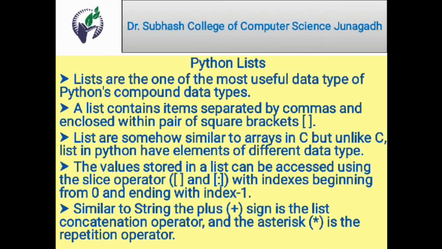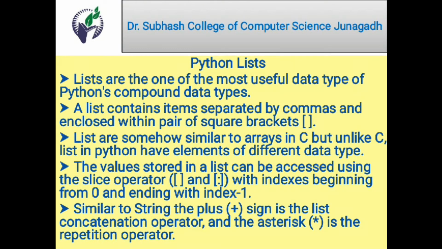Also, similar to the string, the plus sign is the list concatenation operator. It is possible to concatenate two lists also. And the asterisk is the repetition operator. We have seen plus is used to add two integers, plus is used to add two real numbers, and plus is used to concatenate two strings. Same way, using the single operator plus, it is possible to concatenate two lists.